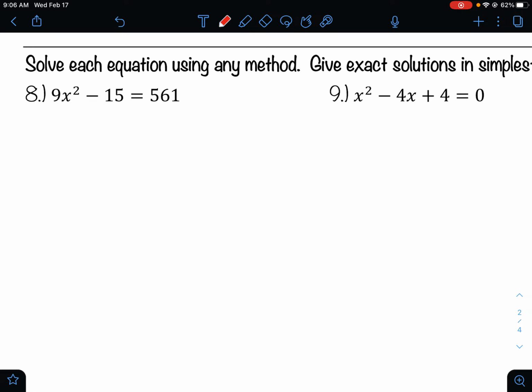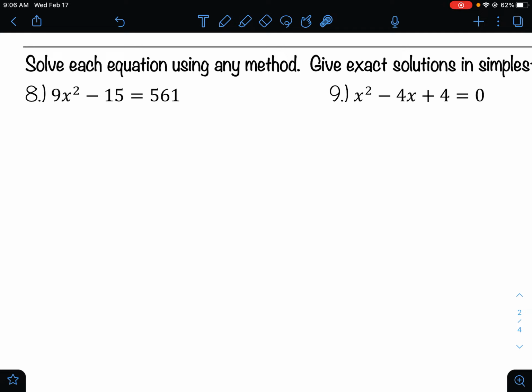Just to point out here, there's a difference between 8 and 9. Notice how in number 9 you have 2 x's, but in number 8 you only have 1. It's like that for a reason, because number 8, since there is only one x here, I'm going to solve this differently than I would solve this one.